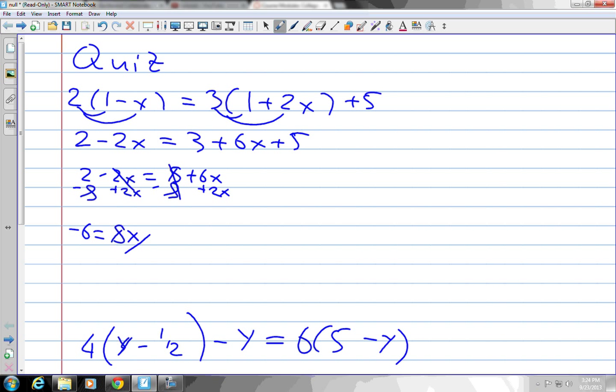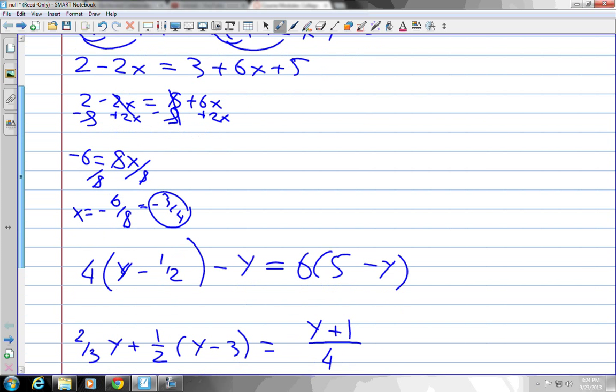So divide both sides by 8. x equals negative 6 over 8, which is 3/4. Good?